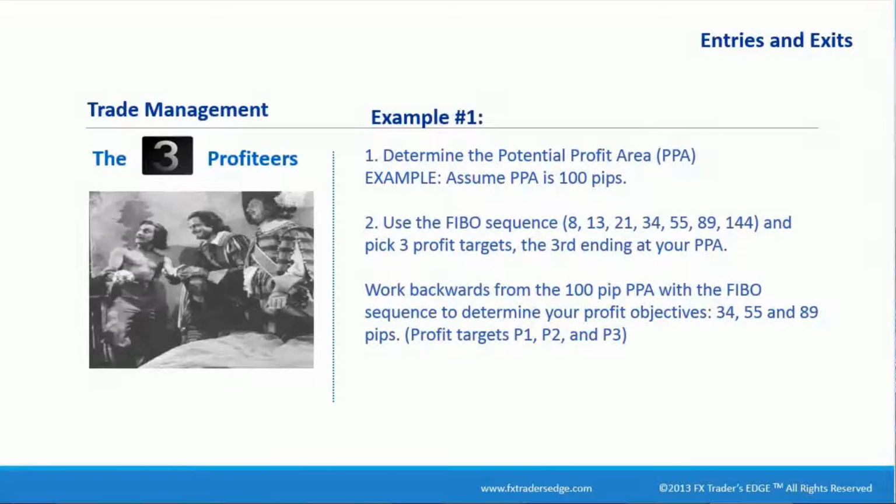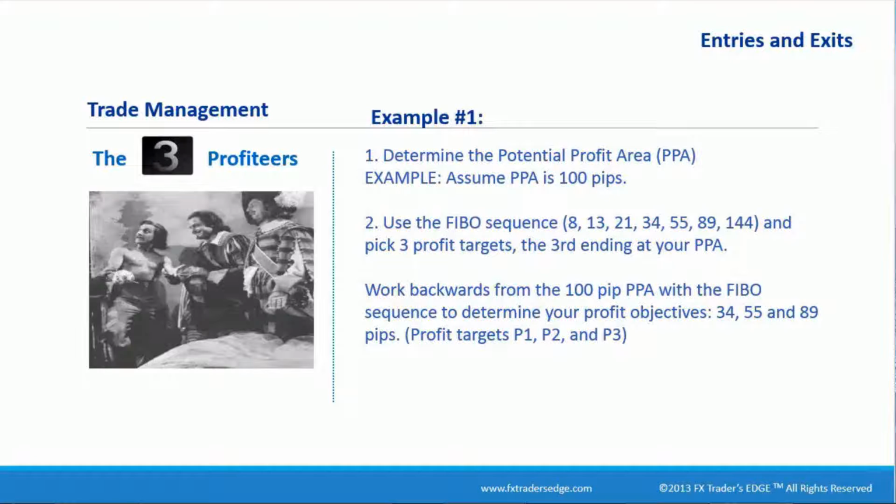Example number 1. Step 1: Determine the potential profit area, the PPA. Example, assume the PPA is 100 pips. Let's say we're looking at the fill the gap on the 4-hour trade and the fill the gap is 100 pips. That's our profit target. That's what we start with, 100 pips. That's what we're looking for.